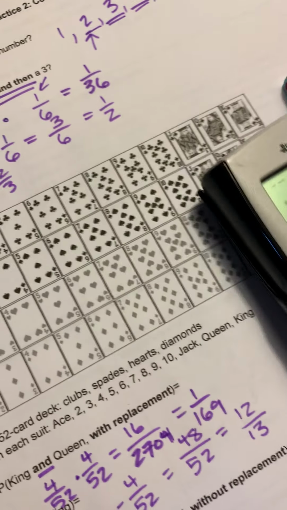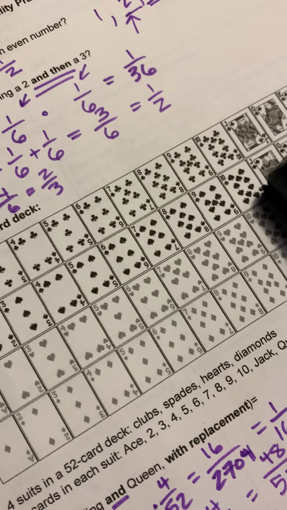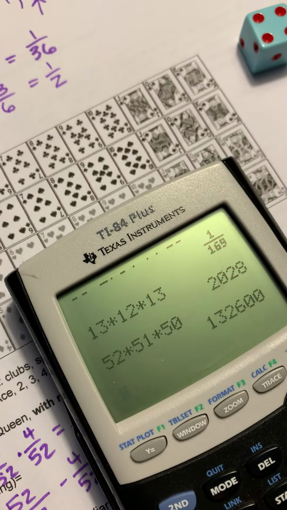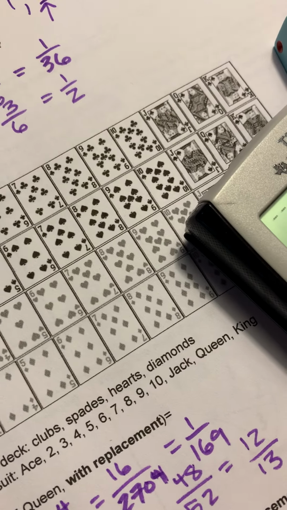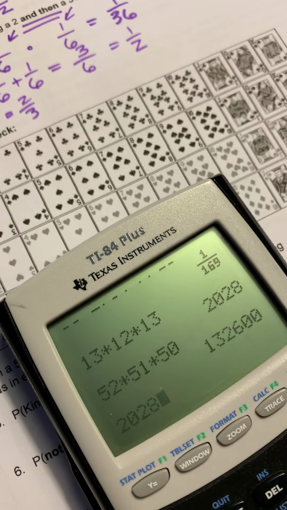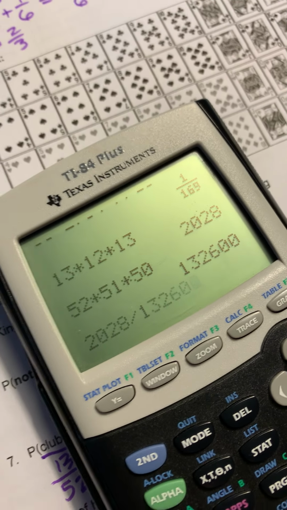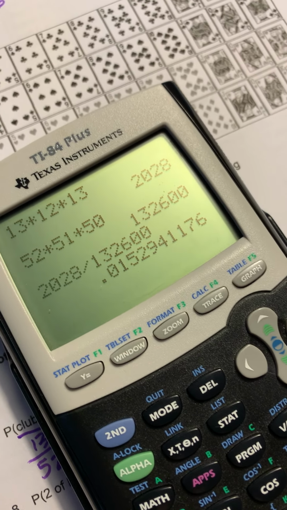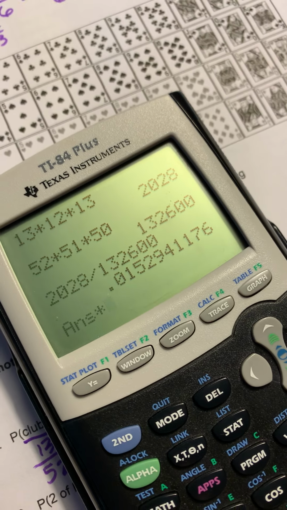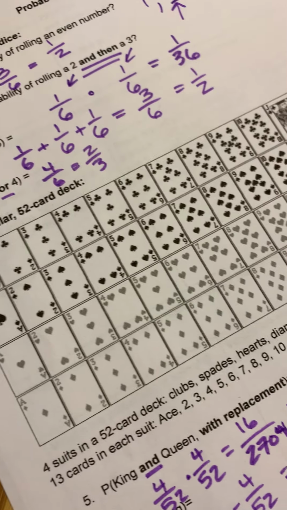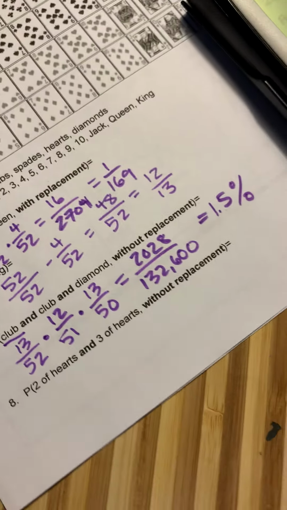All right, so now when I multiply 13 times 12 times 13, 2028 over 52 times 51 times 50, ooh, big number, 132,600. This is definitely one that I want to turn into a percent because as a fraction, it doesn't mean a lot to me. So once I make it a decimal, I move my decimal point 2 spaces to the right, which is the same as multiplying by 100, and I get 1.5%. So that means it's very unlikely.